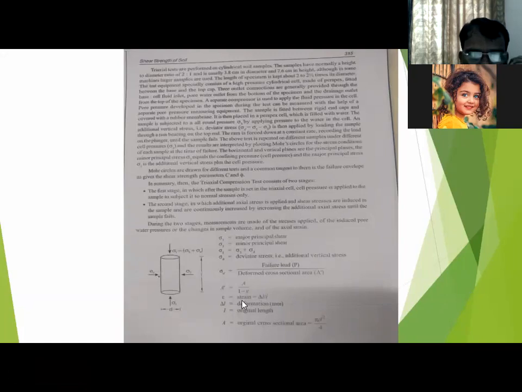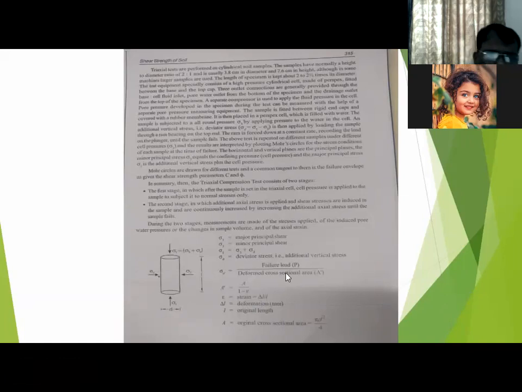So ओरिजिनल एरिया पाई आर स्क्वायर बाय 4. लेकिन वो फेल होता ना, फेल होने से स्ट्रेन अप्लाई होता, इसलिए जो डिफॉर्म्ड क्रॉस सेक्शनल एरिया फेल होने के बाद जो एरिया आता, दैट वी टेक बाय दिस फॉर्मूला, दैट इज A dash is equal to A divided by 1 minus epsilon. So here some calculations he has made.